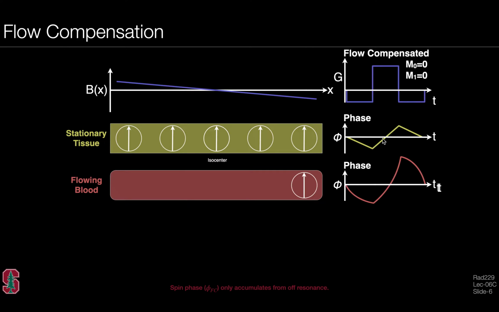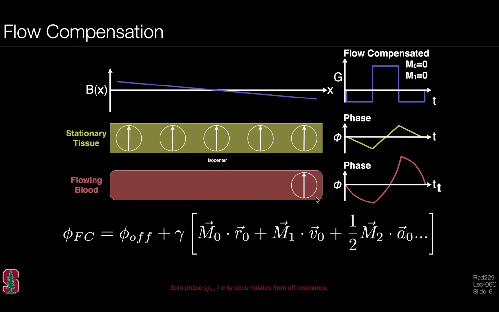And what we observe is that regardless of whether the spin was a stationary spin or a flowing blood spin, the net phase imparted on the spin system is 0. And that's a really interesting property and really kind of amazing that we can design gradient waveforms that will be invariant of the underlying velocity.